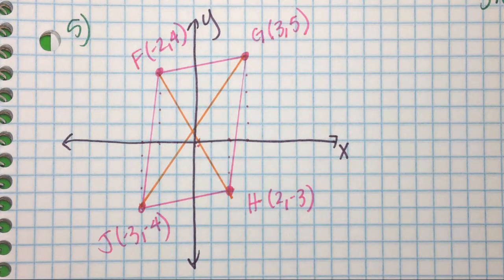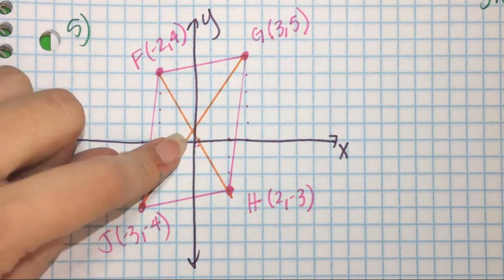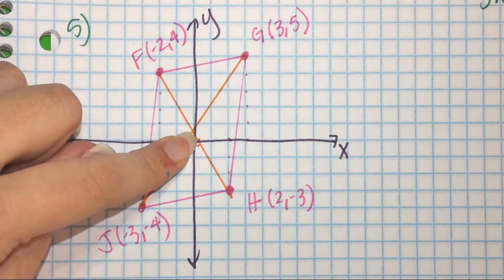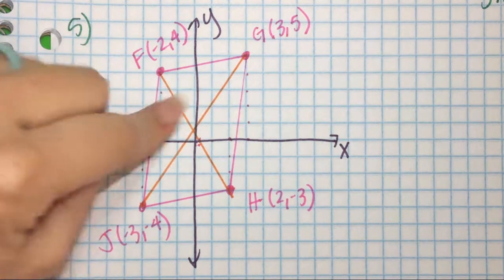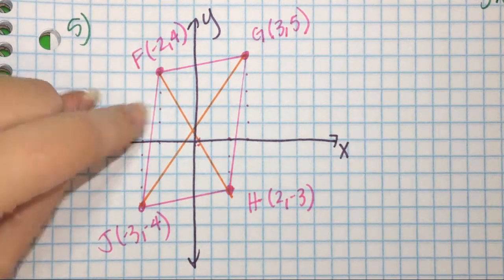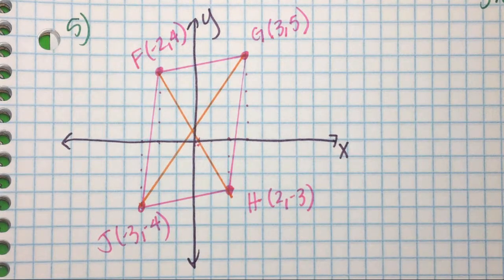Now, do we know exactly where those two points cross? We can see that they cross right here, but we don't know where that coordinate is, do we? It's like 0 and 0.5. What do we know about the diagonals? The diagonals are not congruent. They bisect each other, which means they meet in the middle.